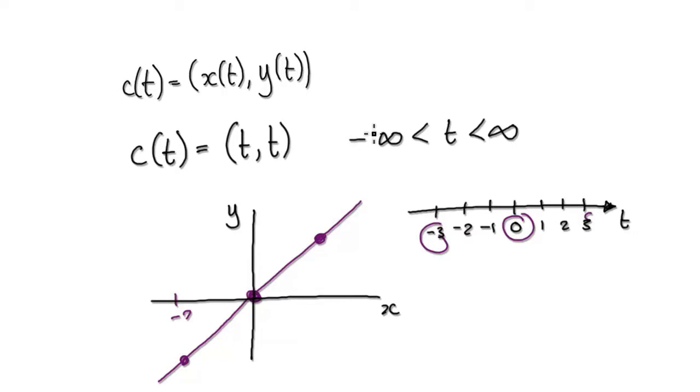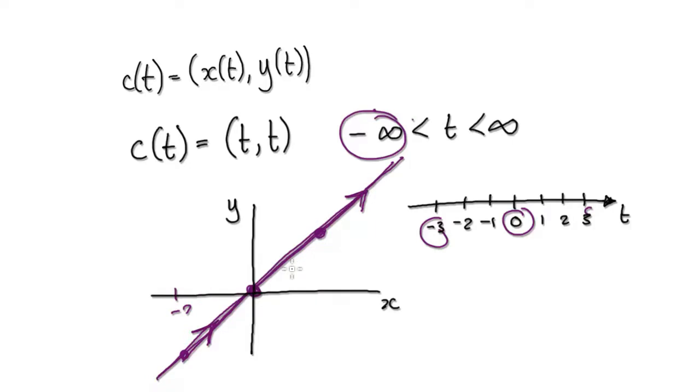So when you look at this, it starts at negative infinity, and then it moves all the way in this direction. So you can actually communicate the direction of the particle. It starts at negative infinity, and then it moves towards the right. So you can actually put some arrows on there.